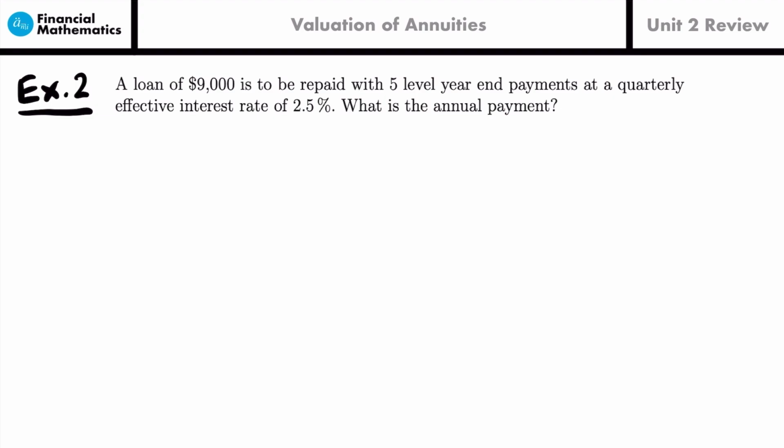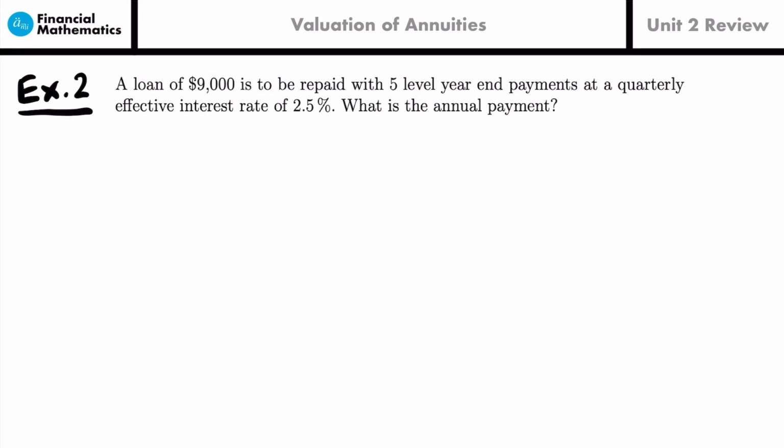The first thing I notice in this problem is that we are very clearly working with an annuity, right? We have a loan that is going to be repaid with 5 level year-end payments. We have a series of payments, so it's very clear here that we are working with an annuity of some kind.